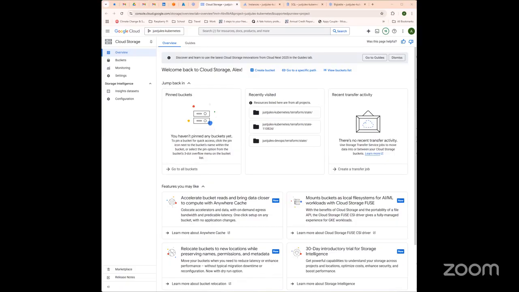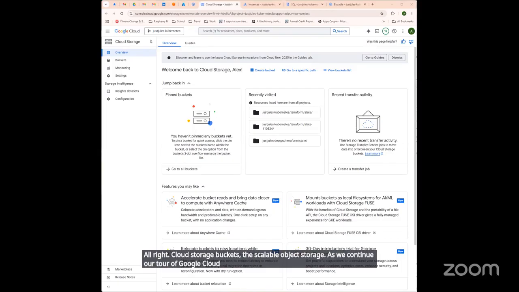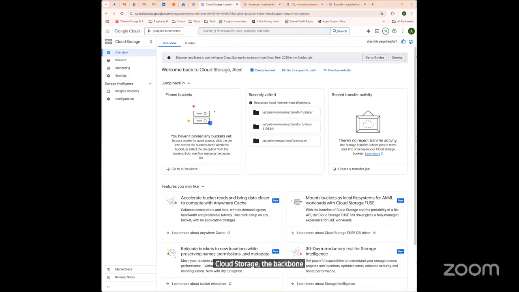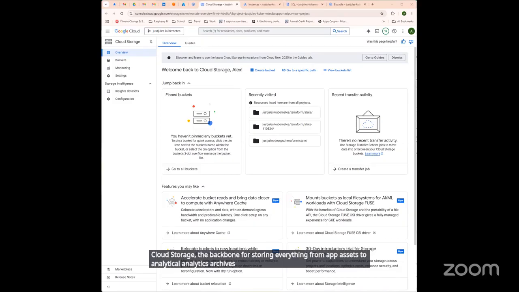All right, cloud storage buckets, the scalable object storage. As we continue our tour of Google Cloud storage capabilities, we'll arrive at the most versatile, durable, and widely adopted option in the cloud platform, cloud storage. Backbone for storing everything from app assets to analytics archives. Think of cloud storage as your universal warehouse in the cloud.